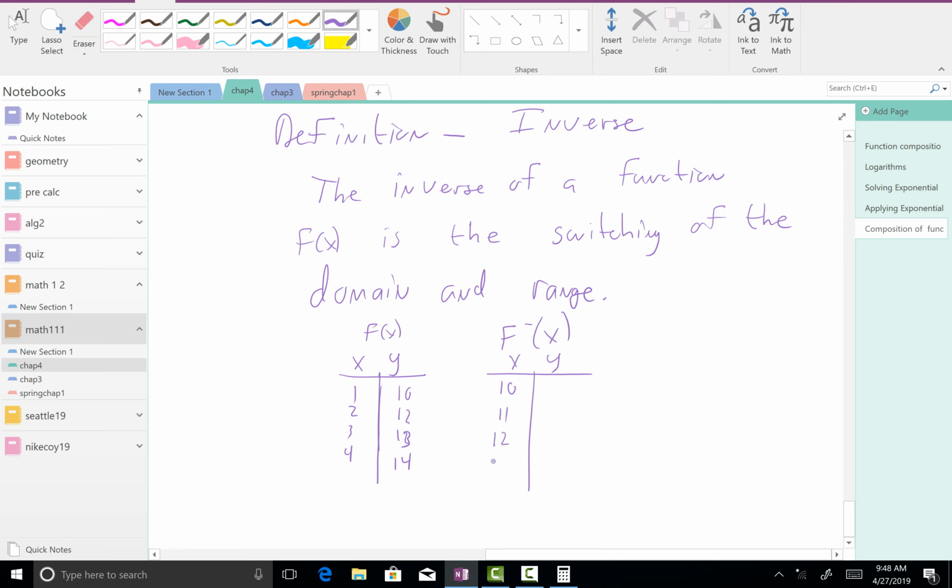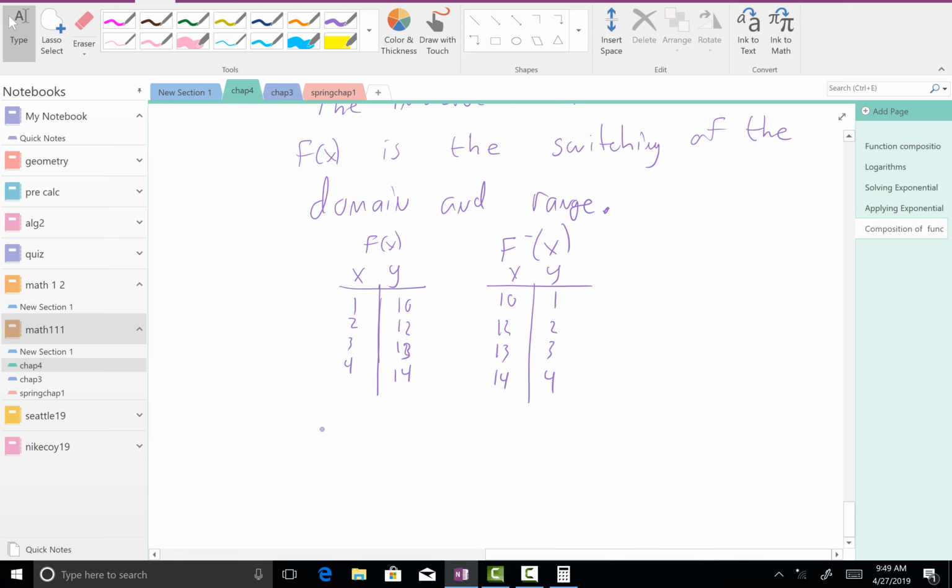I think I skipped 11. Okay. They're going to switch. That's the one thing that happens. The domain and the range are switching. Right. The other part of this is that the graphs are reflections of each other over the y equals x line.